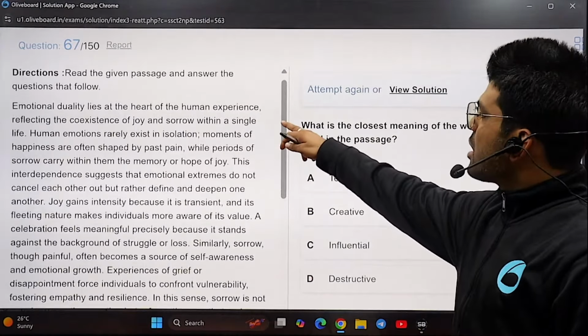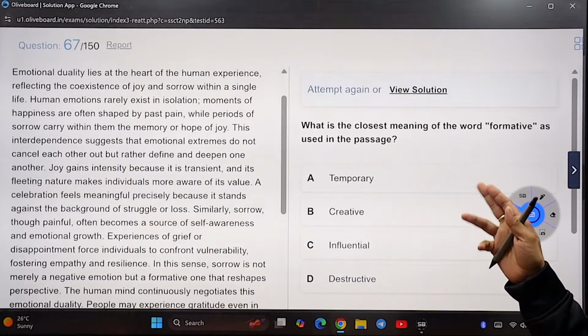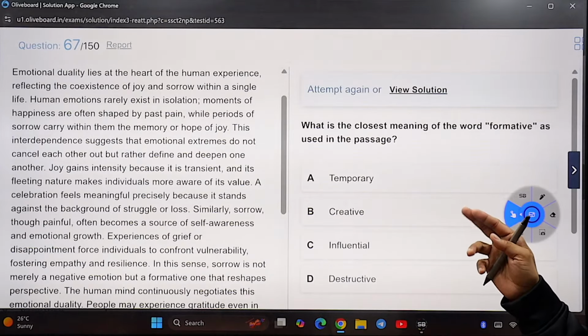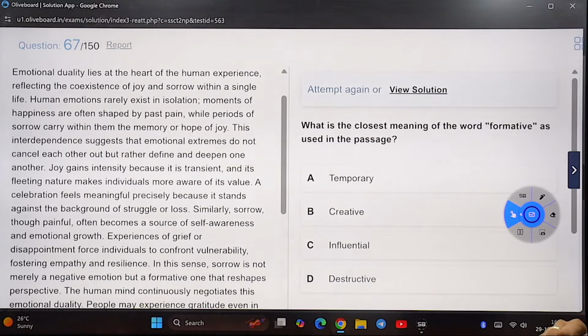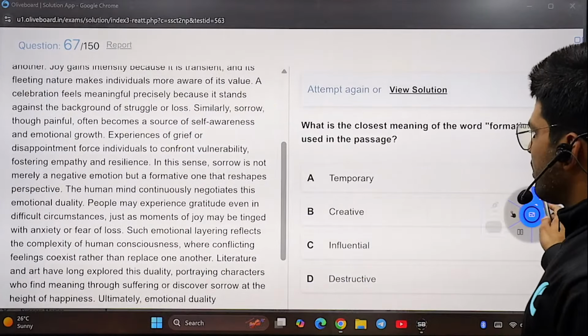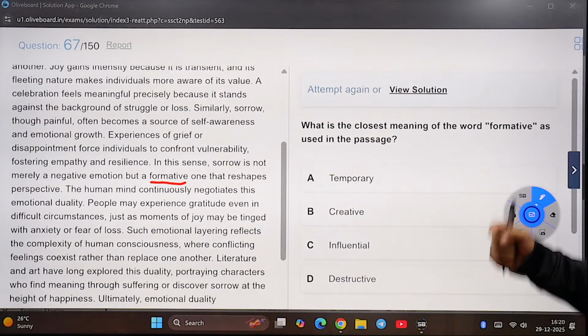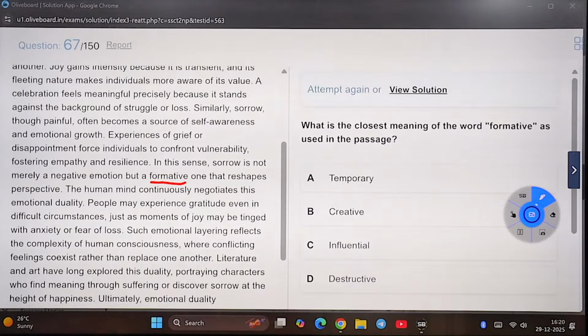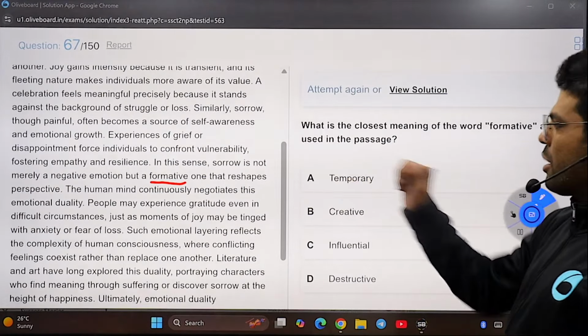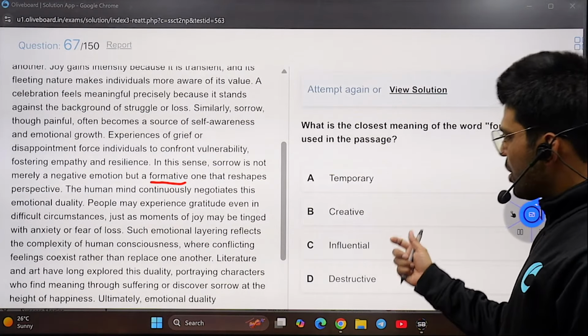In the passage, seconds please. Here it is. In this sense, sorrow is not just a negative emotion, but a formative one that reshapes perspective. Have a look again. Sorrow is not a negative emotion, but the one that reshapes perspective. So, is that temporary? That reshapes perspective? Is it destructive? Is it influential? Creative?